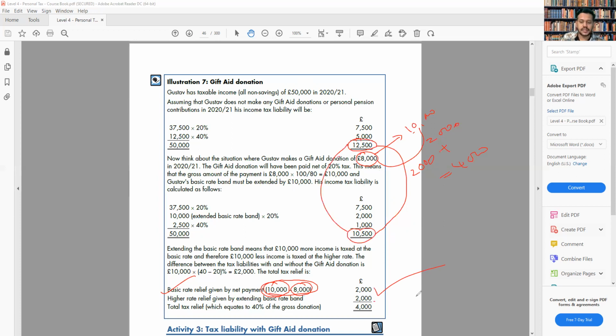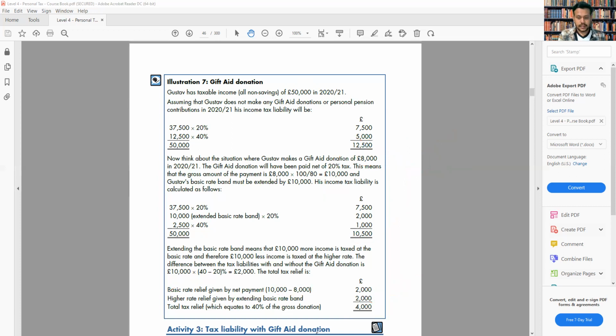So that's how I'm saving another 2,000, and I'm saving a total of 4,000 pounds. It's a little bit tricky, but if you practice a little bit, you'll be fine. So you need to know how it works. If someone gives any money to charity, or they give a donation, or make a personal pension contribution, we have to gross it up and extend the basic band. So the person will enjoy the lower rate with the higher band. So we need to be careful with this one.